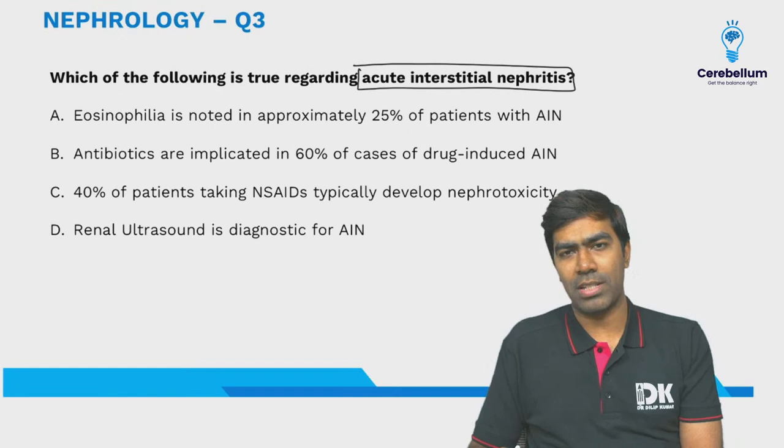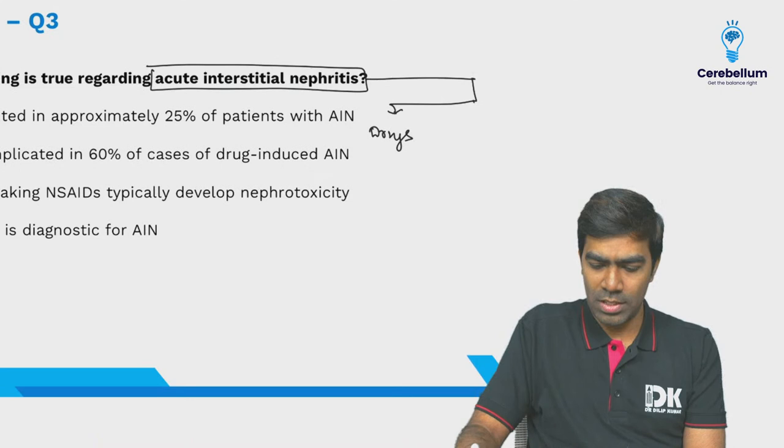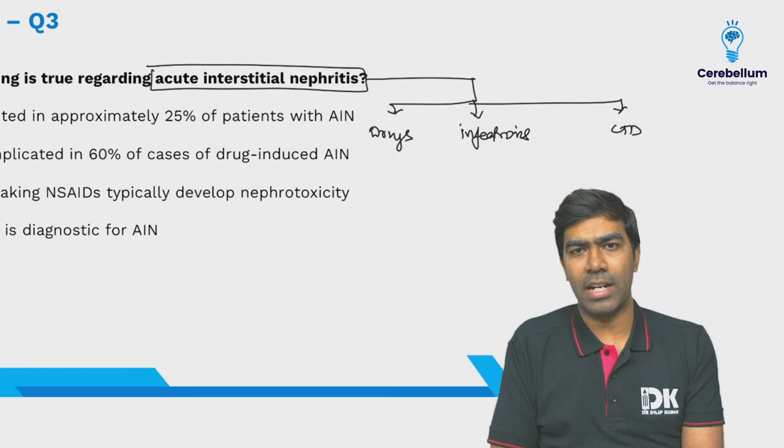AIN is basically divided into three different causes. Okay, so what are three different causes of AIN? First one is drugs. Second one is, I can write, infections. Third one is going to be connective tissue disorders. Could be idiopathic also, but very rare. Could be due to CTD, connective tissue disorders.